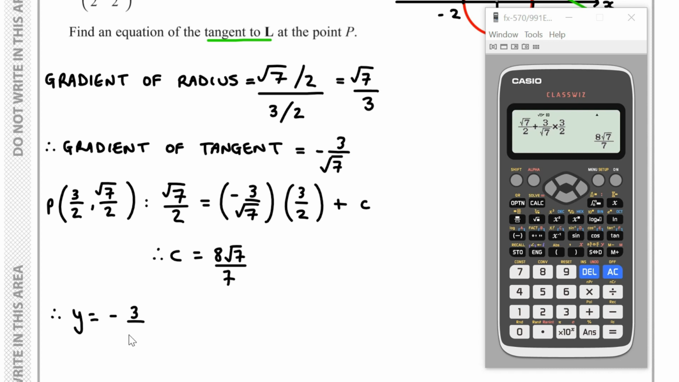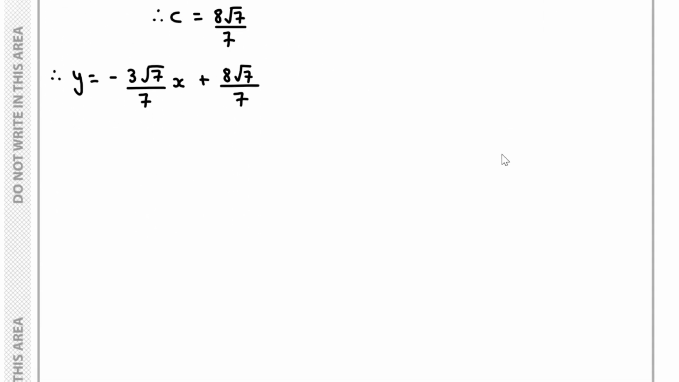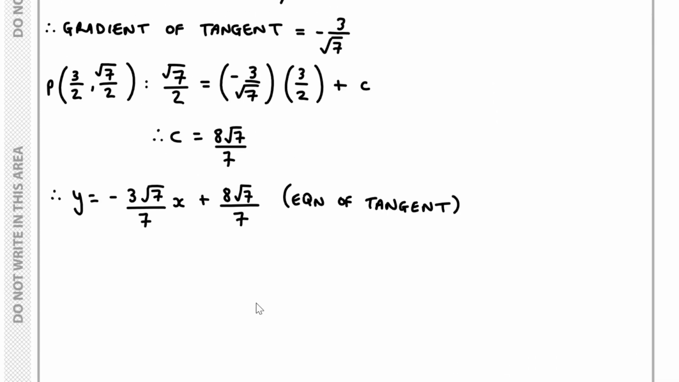So therefore, for the equation, I've got y equals m, which is minus 3 over √7. Here we've got 3 over √7, which is 3√7 over 7. So I've got minus 3√7 over 7 x plus 8√7 over 7 for my y-intercept. So this is the equation of the tangent. Okay, so here we've got the equation of the tangent over here.